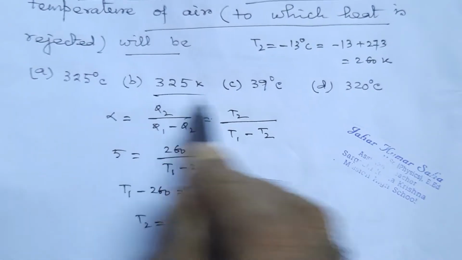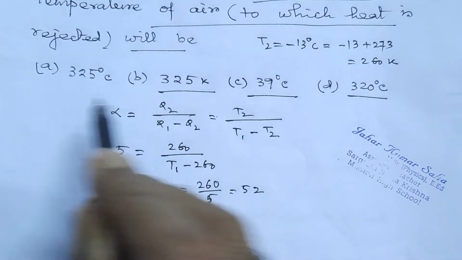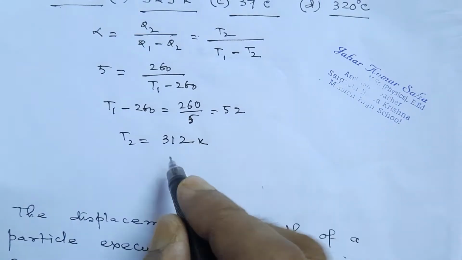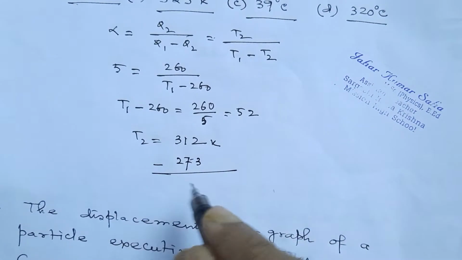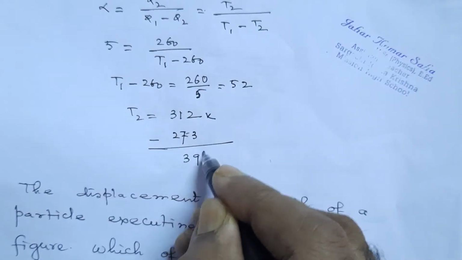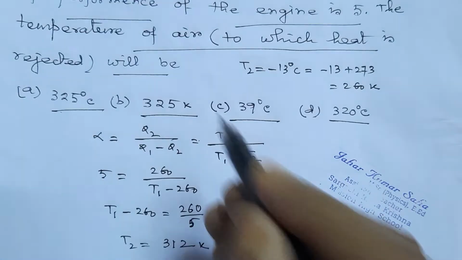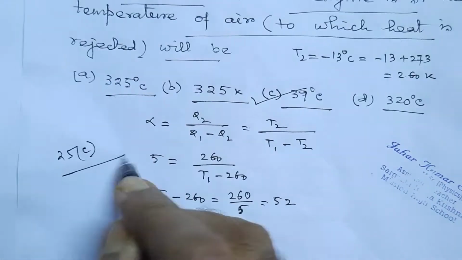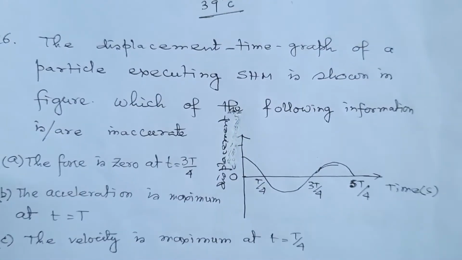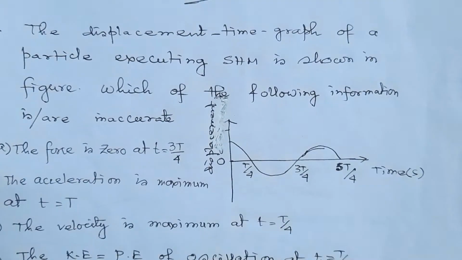312 Kelvin, but there is no 312 Kelvin among the options. The other answers are in degrees centigrade, so you have to convert it to degrees centigrade. Just minus 273, that is 39 degrees centigrade. So our correct option is C. The correct answer to question number 25 is C. Let us see question number 26.